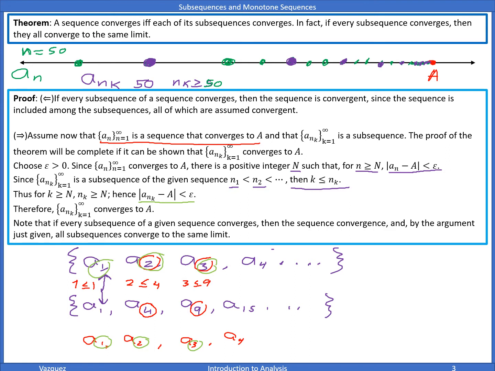So note that if every subsequence of a given sequence converges, then the sequence converges as well. And by the argument just given, all subsequences converge to the same limit, because we took an arbitrary subsequence and it converges to a. So all subsequences converge to the same limit, which in this case is a.